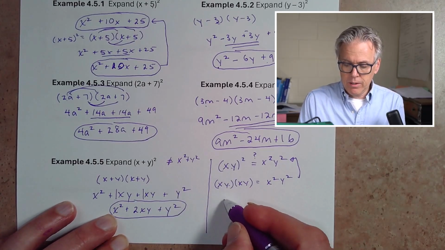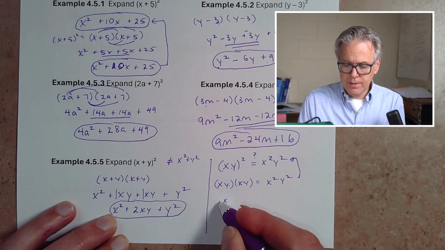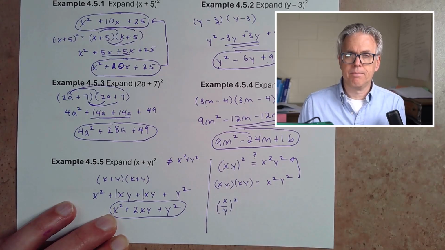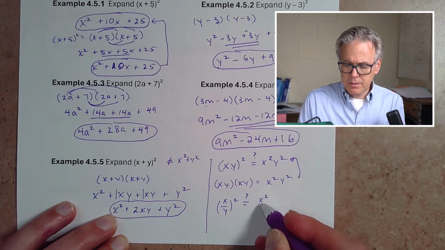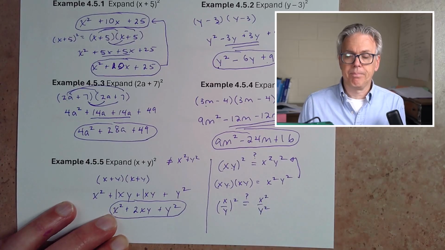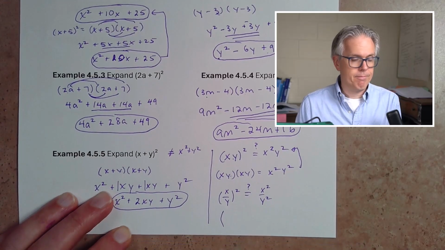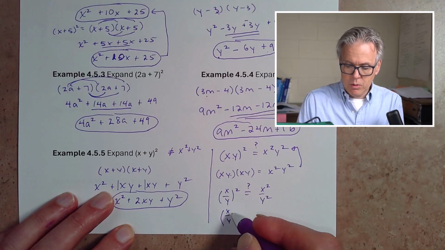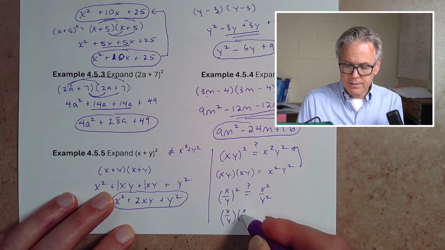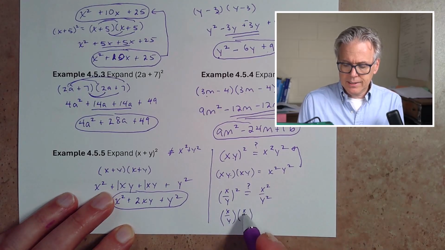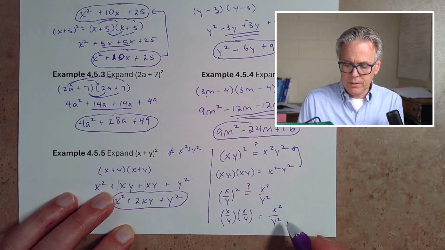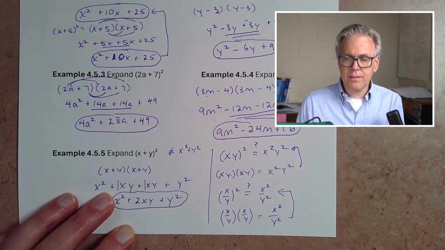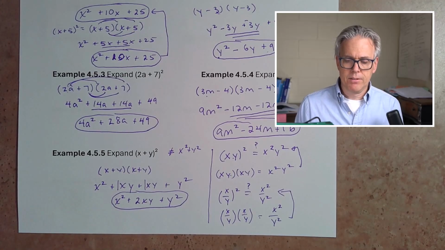And similarly, we had x divided by y squared. Can I apply the exponent to the top and the bottom? Well, I can try it out. Squaring something just means multiplying 2 copies of itself. So x times x is x squared. Y times y is y squared. So yes, I can. It works out. So I hope that helps.